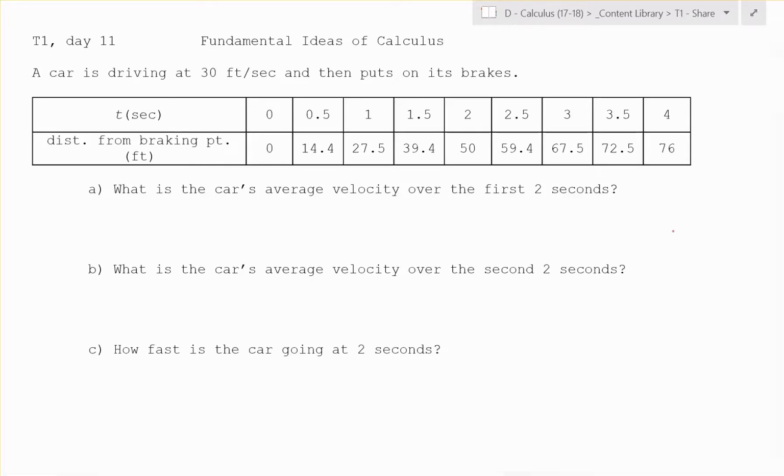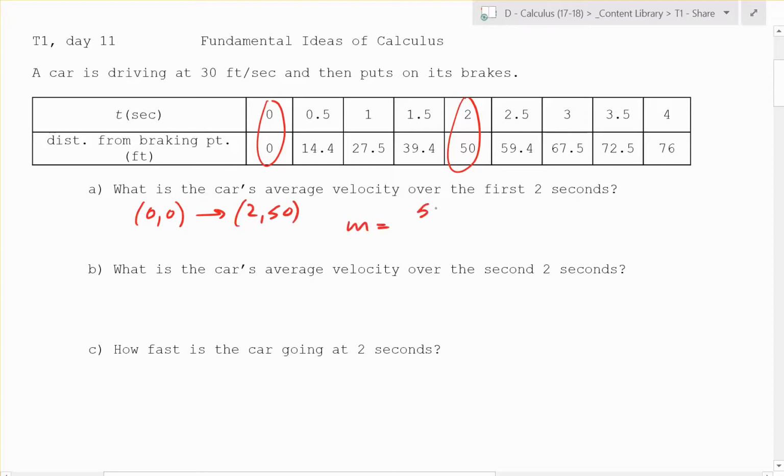And this is just an average rate of change question. So for the first 2 seconds, that would be from this point to this point, we'd calculate the average rate of change. So it's going from the point 0, 0 to the point 2, 50. And the average rate of change is going to be 50 minus 0 over 2 minus 0, which is 50 over 2, which is 25. And it's going to be in terms of feet per second. Okay, so that's the average velocity over the first 2 seconds.